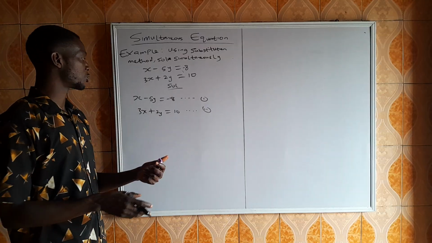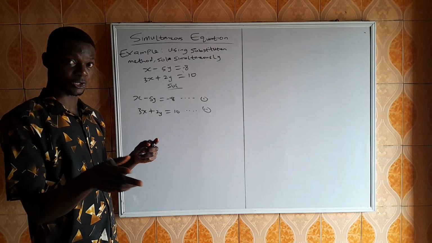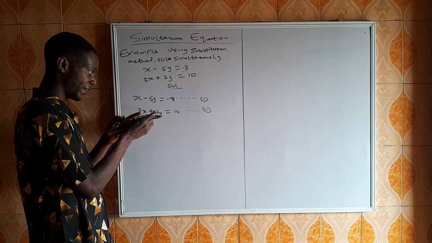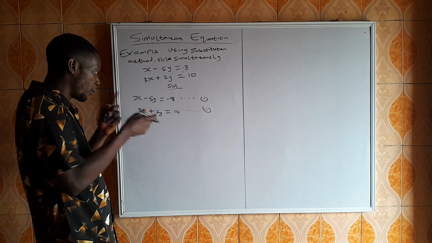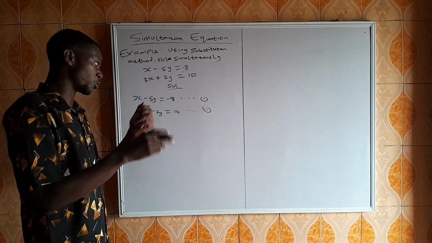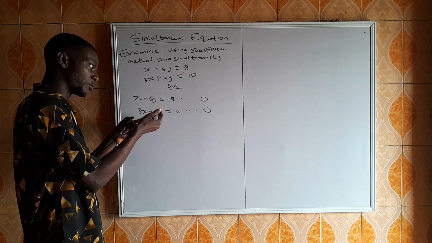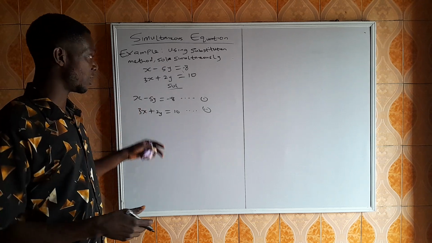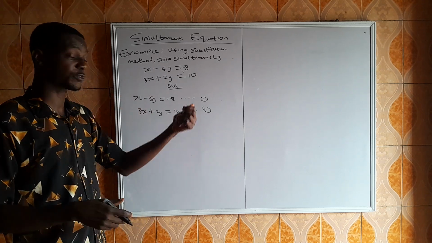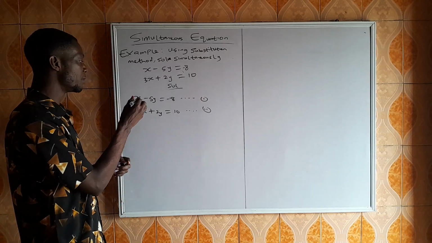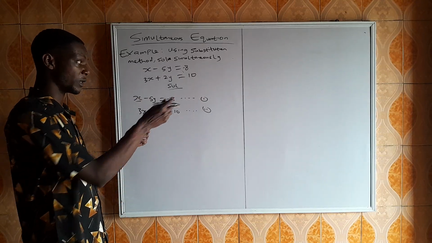Now, from equation 1, we make s the subject of the formula, then we substitute the value of s into equation 2. Or we can go to equation 2 and make x or y the subject of the formula and substitute the value back into equation 1. Looking at the equation, the best way to go about this is to make s the subject of the formula from equation 1.